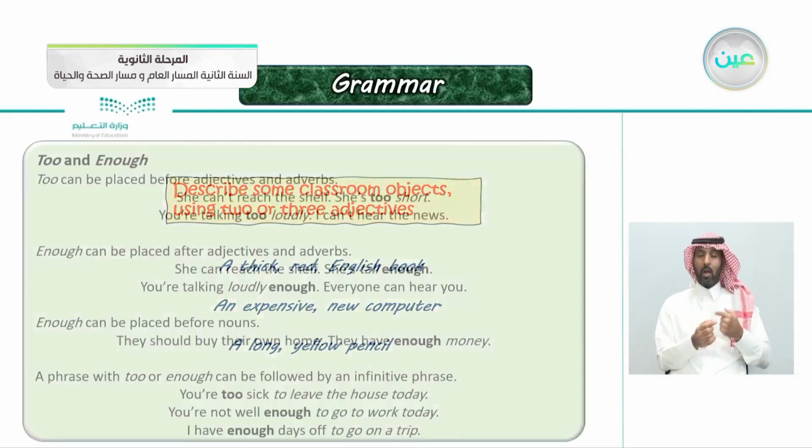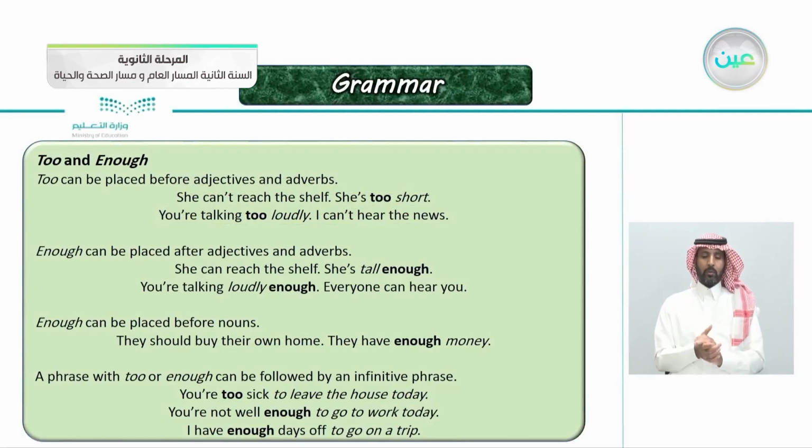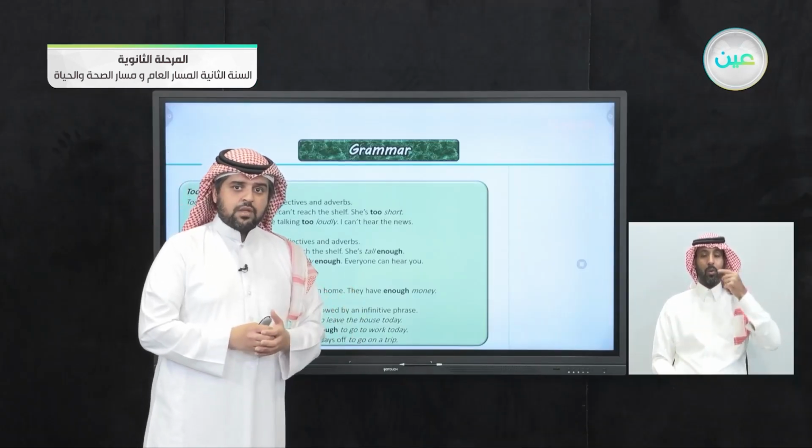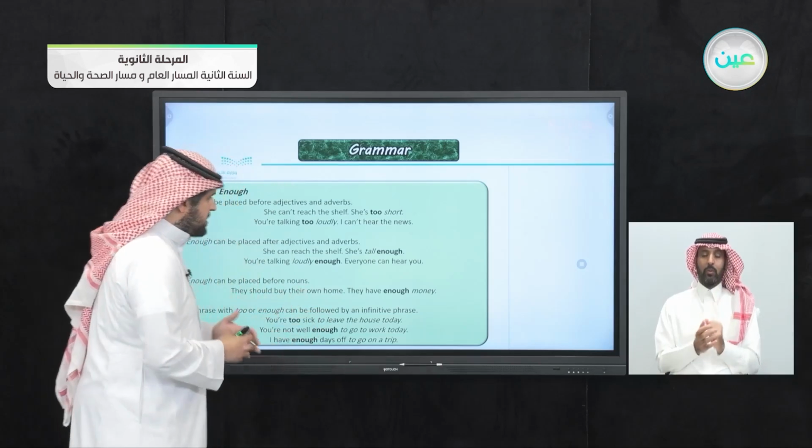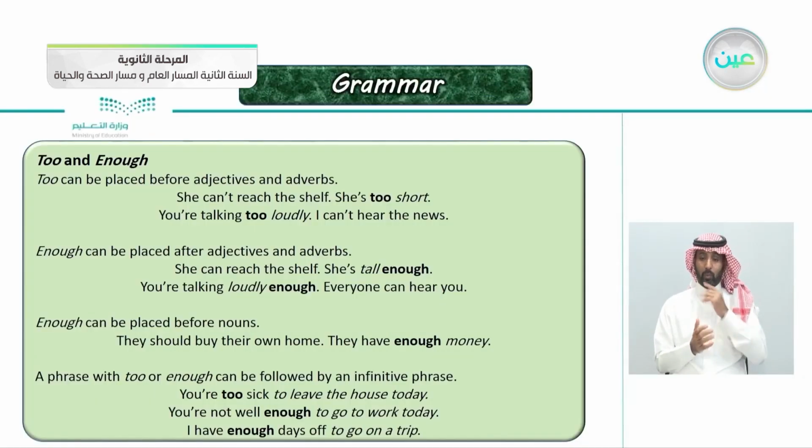A long yellow pencil. Moving on to the next part of today's lesson, too and enough. Of course, we know the meaning of too, extremely, and enough. Now we know the meaning, but let's dive deeper here. Too can be placed before adjectives and adverbs. Again, too will be placed before adjectives and also before the adverbs. For example here, she can't reach the shelf, she's too short. She can't reach the shelf. Why?